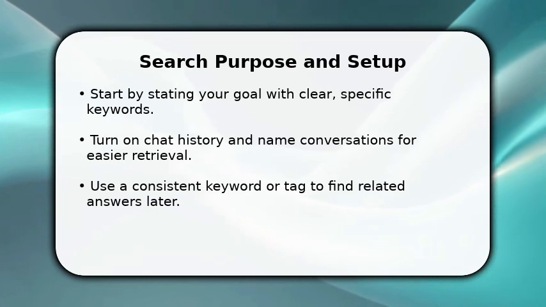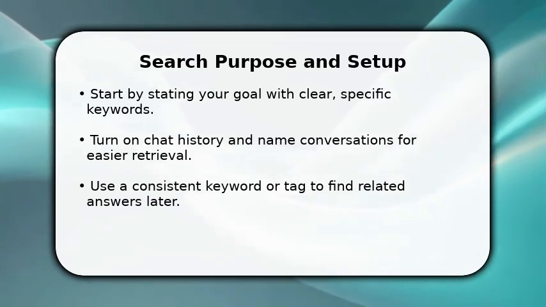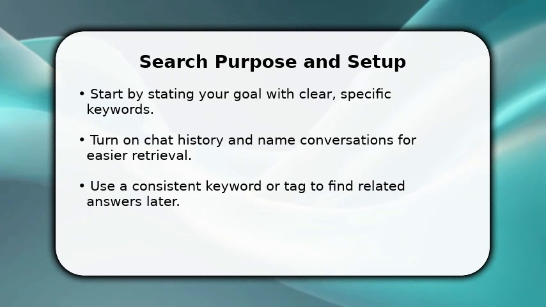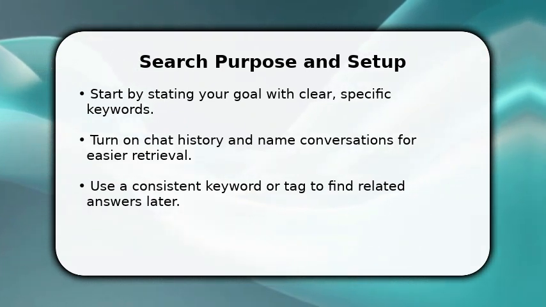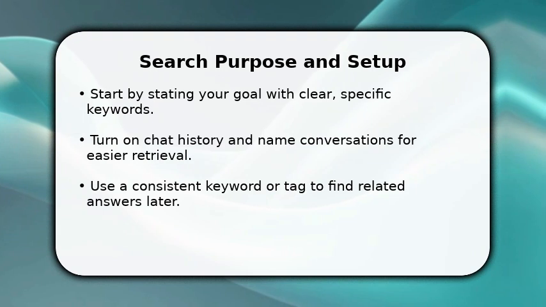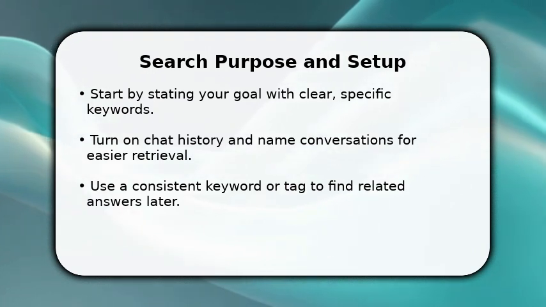Enjoy the video. Begin by telling ChatGPT exactly what you want to find in your conversations. State the goal using precise keywords and a short phrase. Enable chat history and give each conversation a descriptive name for quick lookup.